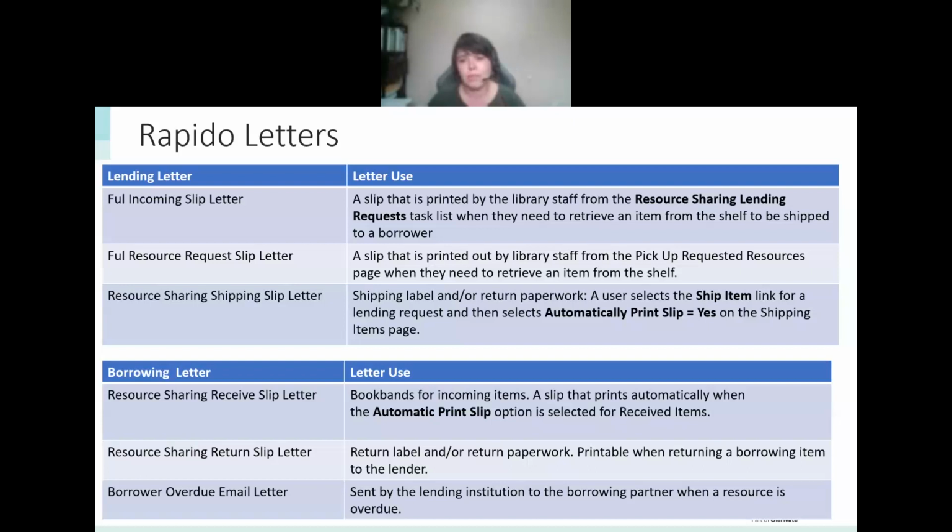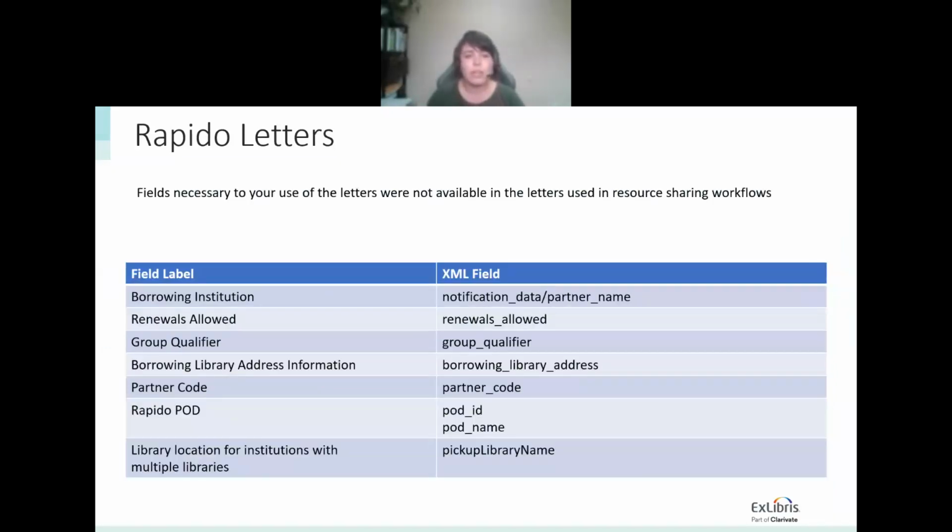Other libraries reported that they were having to print multiple slips to fulfill one workflow simply because one aspect of the information was available in one letter and the other letter had the other pieces they needed. Now with this March release, you should be able to merge those workflows into one letter as those fields are more available. So here we have listed the various letters that you may be using as printed items in your Rapido workflows. Then going over here, we have the actual fields that were added to the different letters.